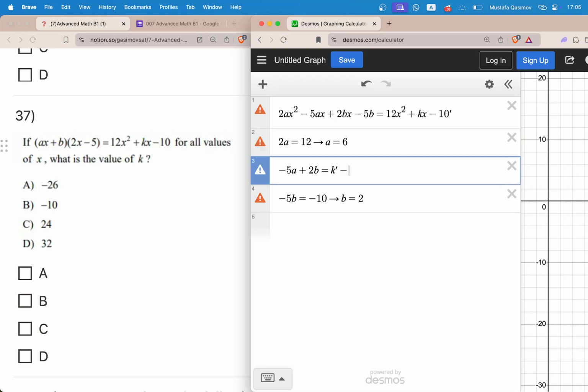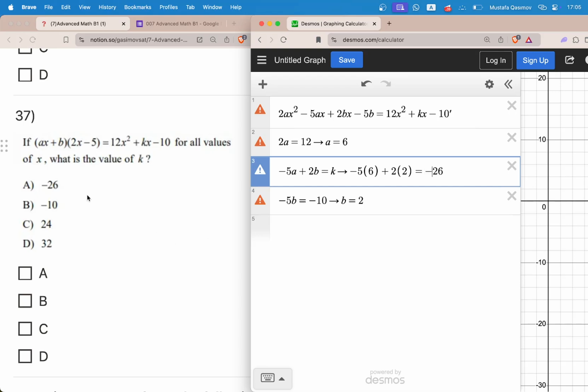Then let's do substitution here. Negative 5 multiplied by 6 plus 2 multiplied by 2 is equal to k. It will be negative 30 plus 4, so negative 26. The answer is A.